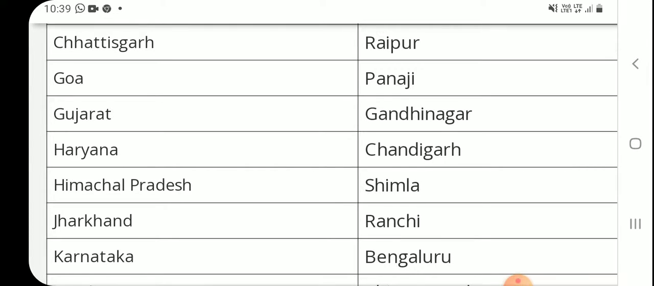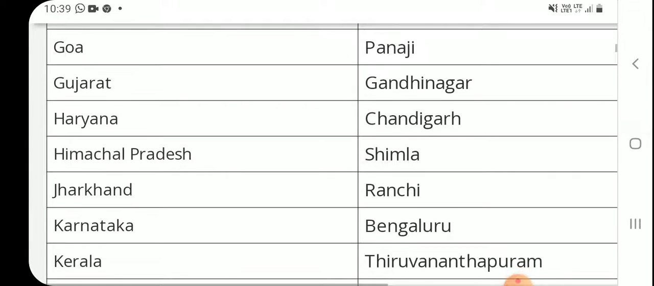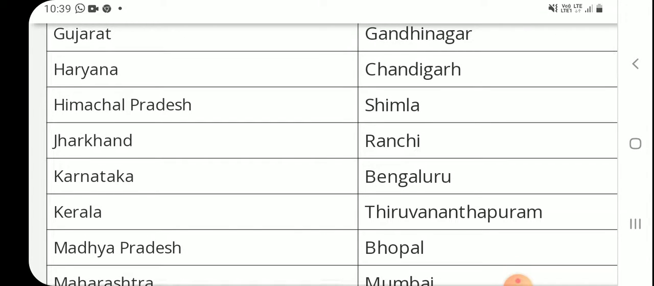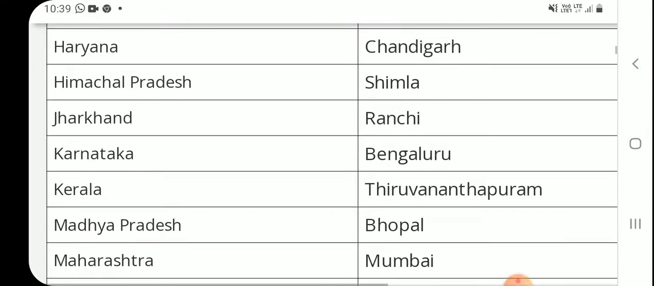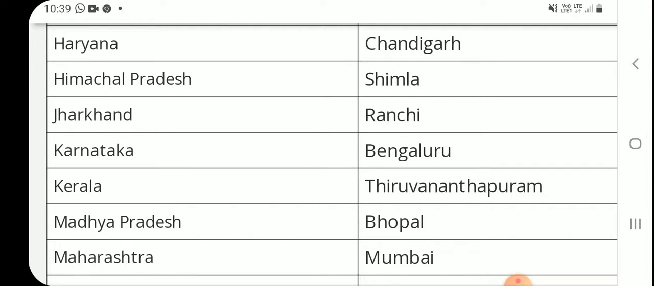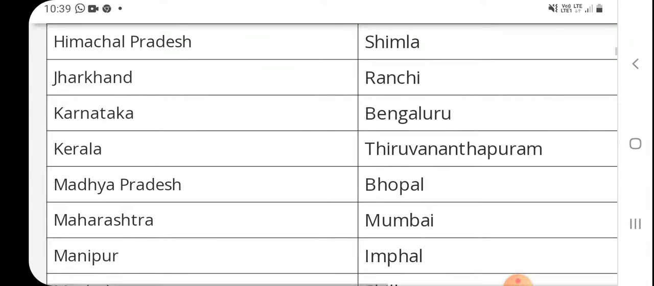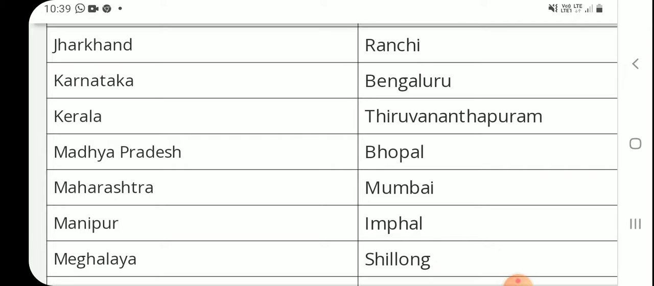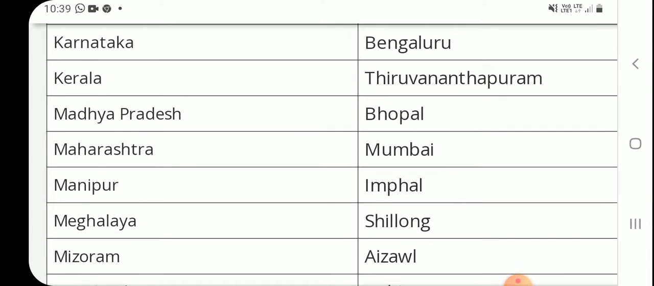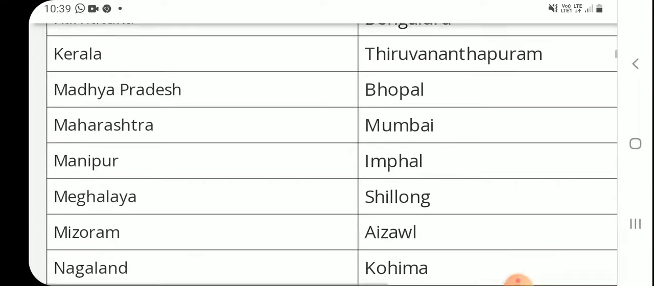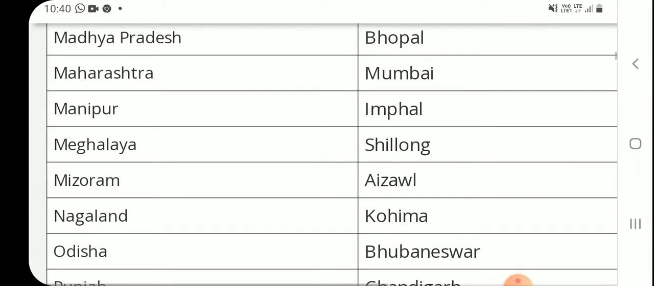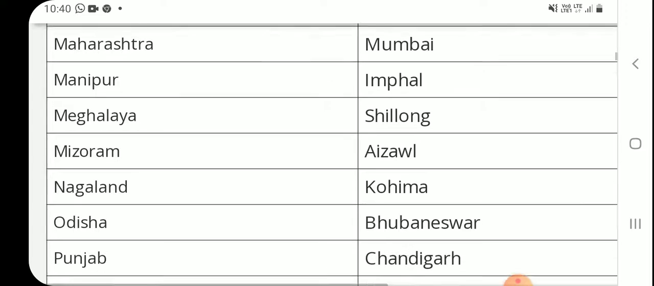Chhattisgarh, Raipur. Goa, Panji. Gujarat, Gandhinagar. Haryana, Chandigarh. Himachal Pradesh, Shimla. Jharkhand, Ranchi. Karnataka, Bengaluru. Kerala, Thiruvananthapuram. Madhya Pradesh, Bhopal.